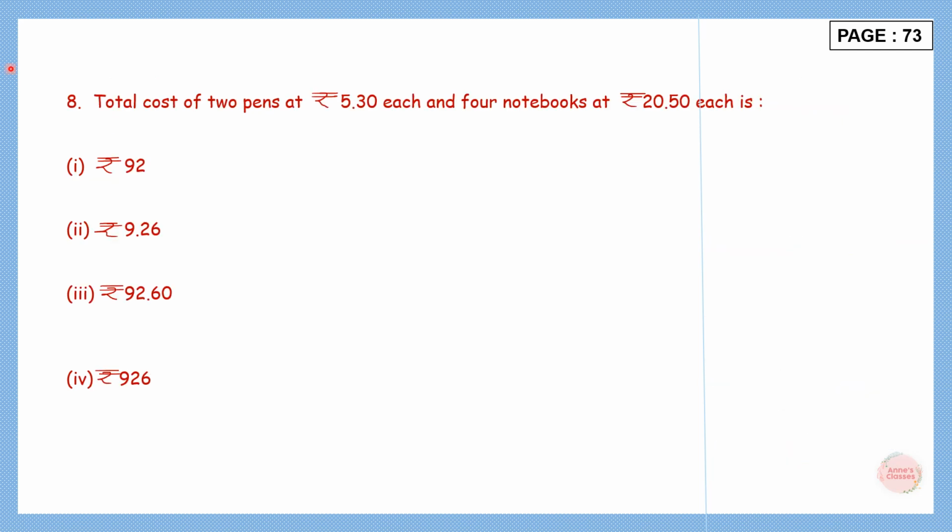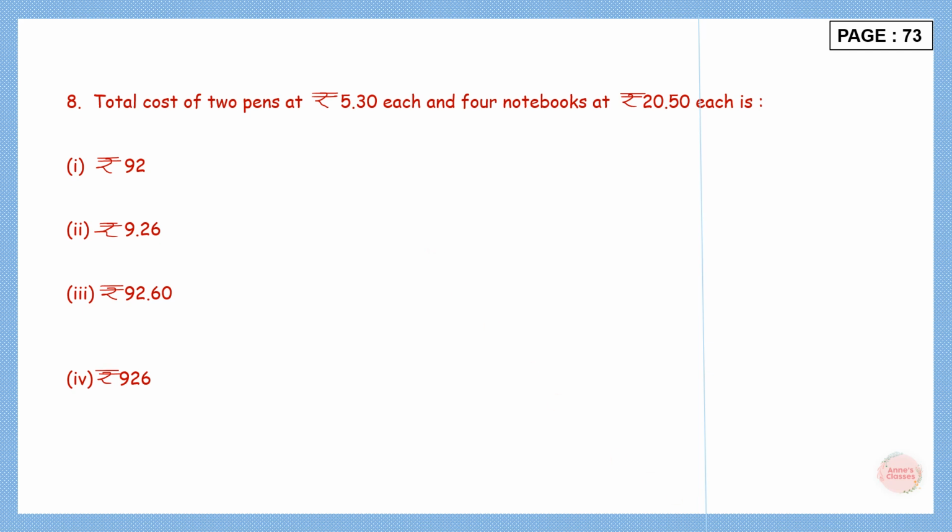Question 8. Total cost of 2 pens at 5 rupees 30 paise each and 4 notebooks at 20 rupees 50 paise each is which of this? Okay, so total cost. Now 2 pens. They are saying each pen costs 5 rupees 30 paise. So first we have to find the cost of 2 pens. Similarly here they are saying each notebook costs so much. So we have to find the cost of 4 notebooks.